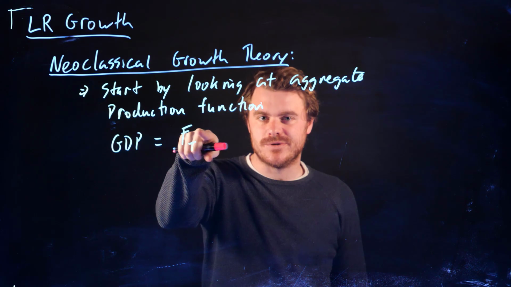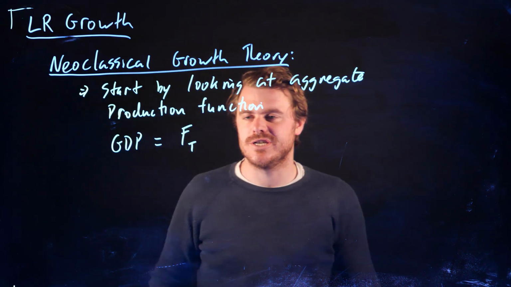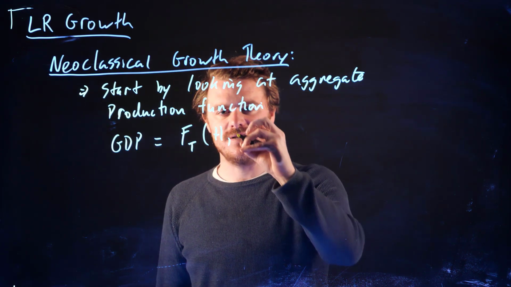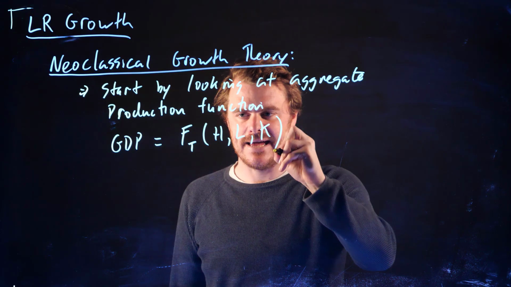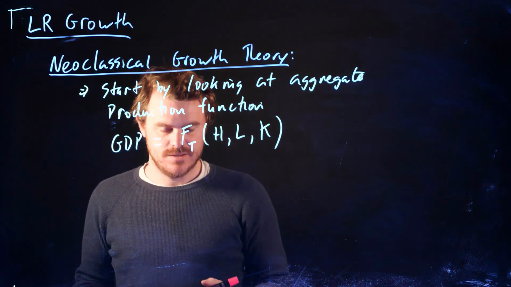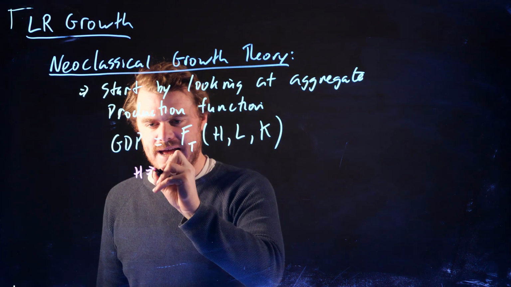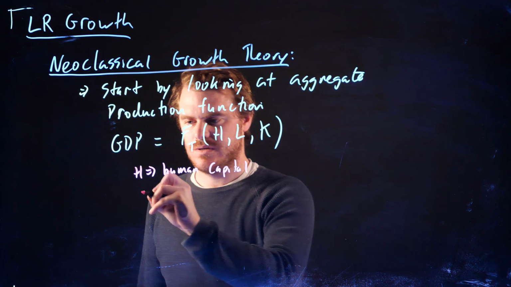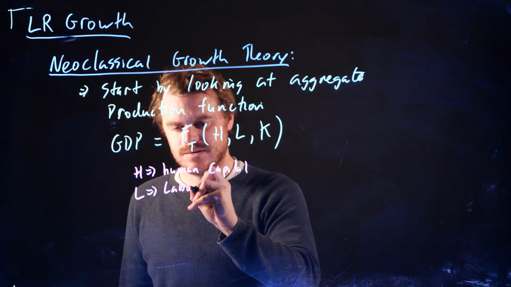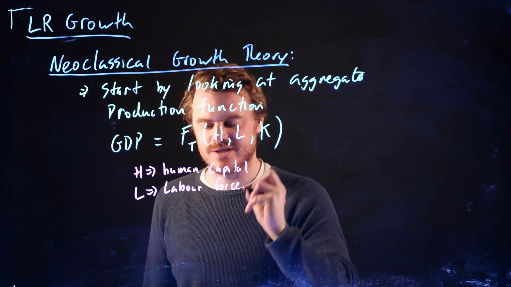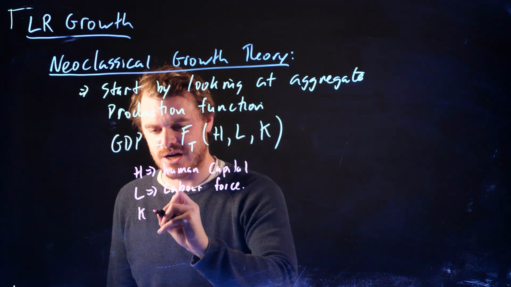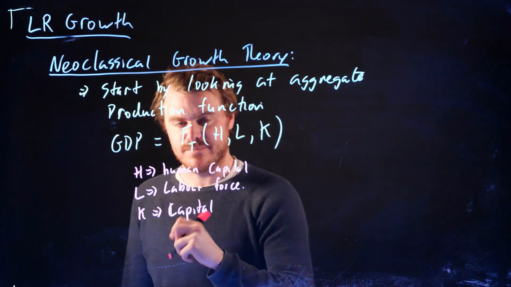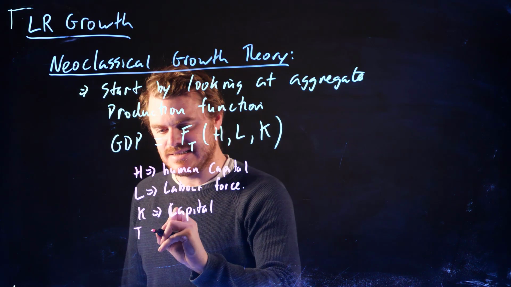to be determined by T, which, we're going to say in a second, is technology. And within this function, the inputs are H, L, and K. H is human capital. L is the labor force. So these are those factors that we talked about, those sources of economic growth. And K is capital, so physical capital, like machinery and things like that. And T is technology.